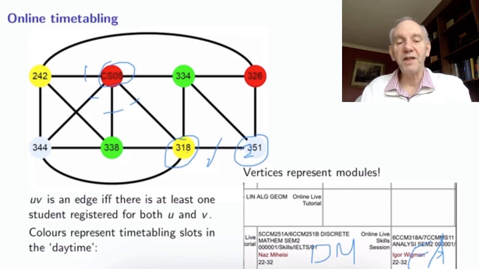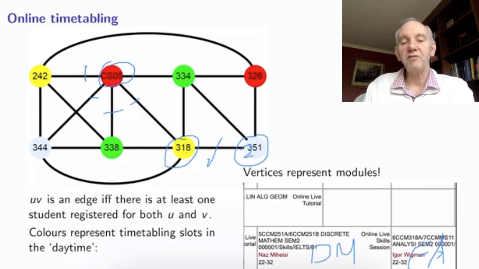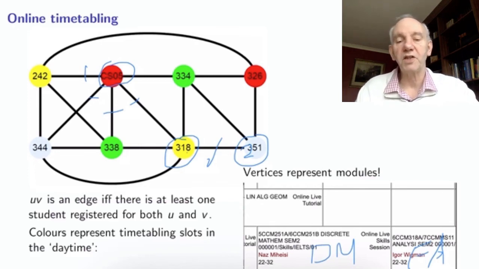And then you see the point is that the lecture slots correspond to the colours. We want to colour the vertices so that no edge has the same colour at both ends, because if it did, the students doing both modules would have their lectures at the same time. So the constraint that we're imposing to colour the vertices exactly guarantees that students can attend all the lectures they've registered for without clashes.